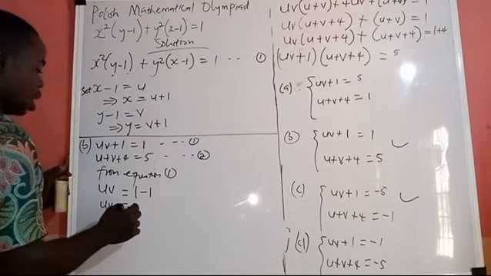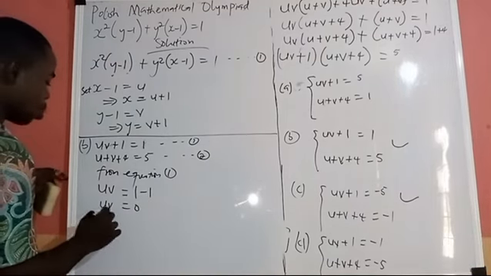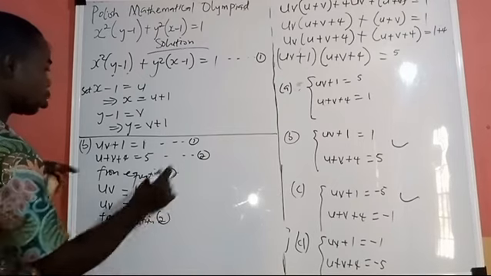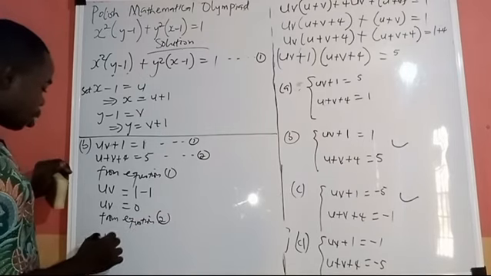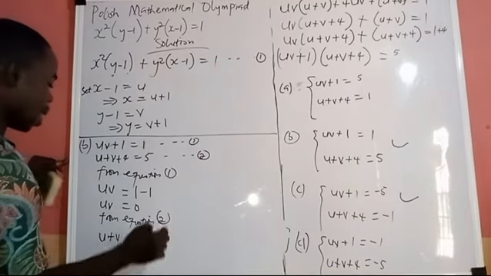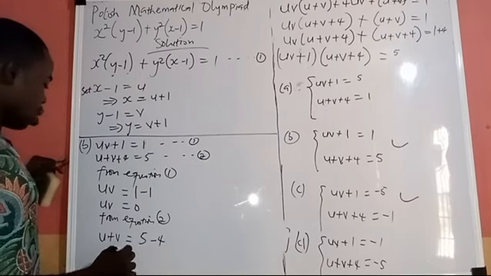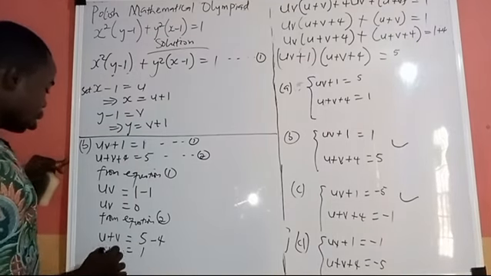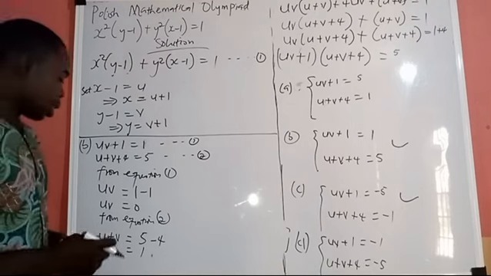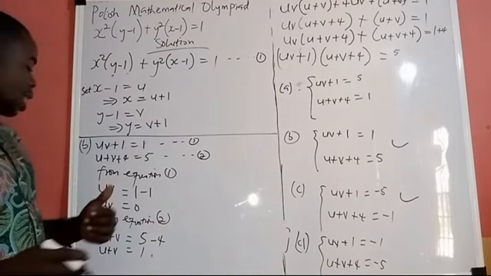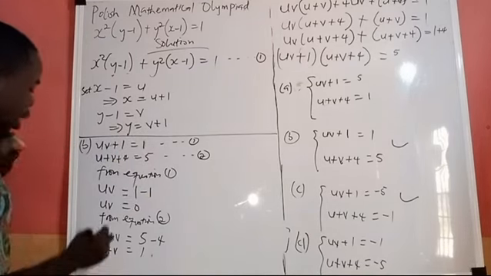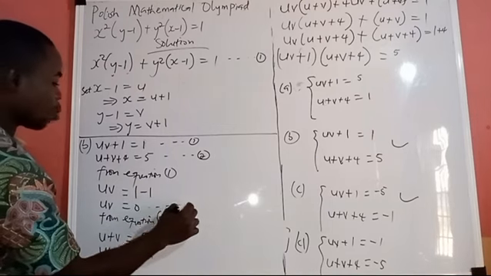Okay, and then from equation 2 right here, we have that our u plus v is equal to 5 minus 4, which is equal to 1. So our u plus v is equal to 1. You know that if a product of two numbers is equal to 0, either of the numbers can actually be equal to 0. So let's name this one our equation 3.